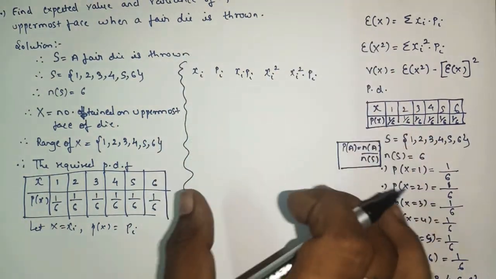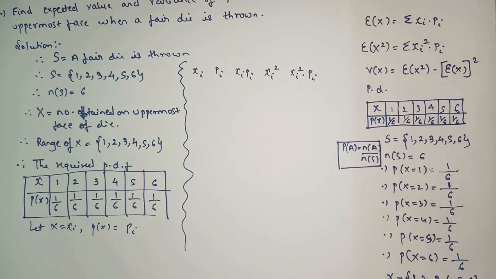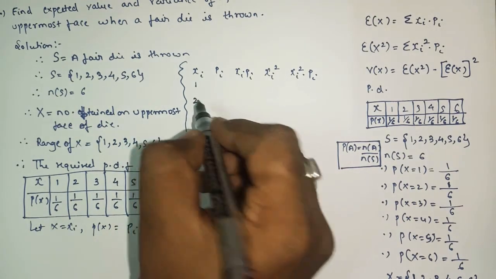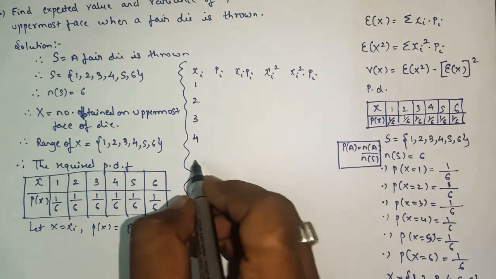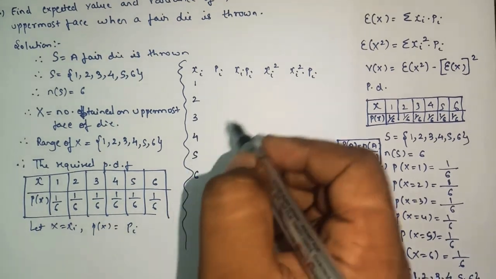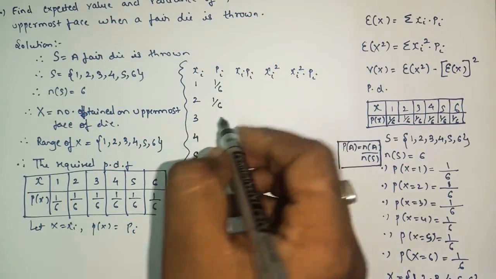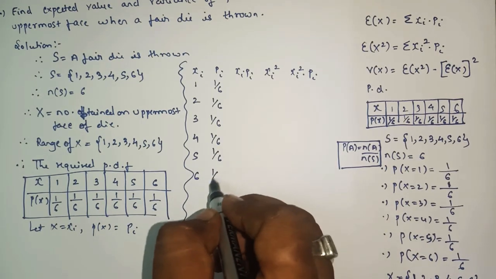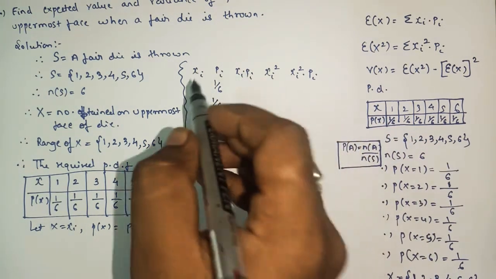I hope you all know how to construct a table whenever we have to find expected value and variance. The range for X is what? 1, 2, 3, 4, 5, 6. P(x) is what? For each and every event, the probability is the same. We are getting the equal probability, as I had explained how you are getting the answer of P(x). So xi pi, you will multiply this.